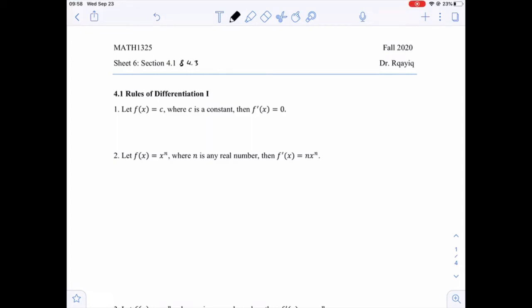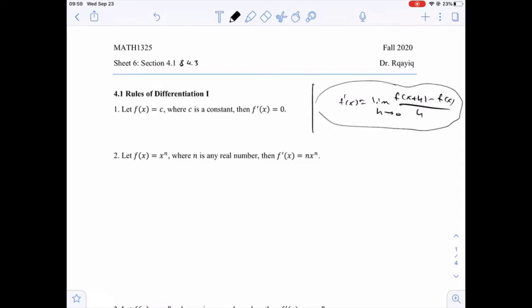We learned in the previous video, 3.6, how to find the derivative using the definition of the derivative. The definition of the derivative is given by f prime of x equals the limit of f of x plus h minus f of x, all over h, as h approaches 0. So this definition can be applied to find the derivative of a given function.